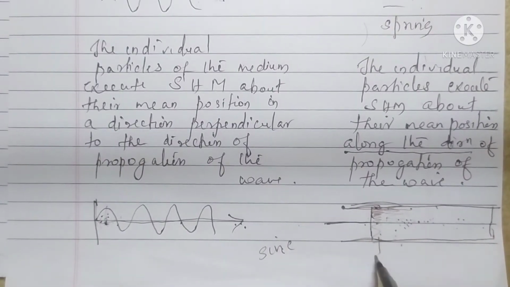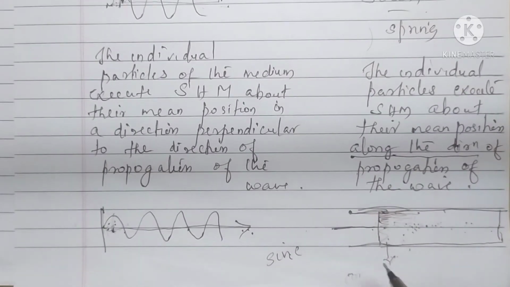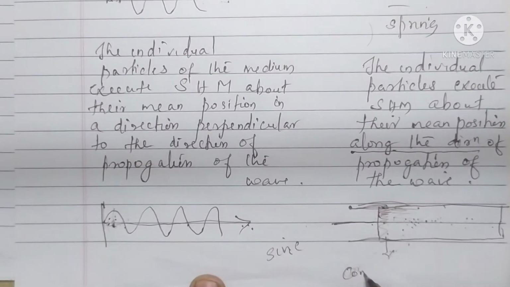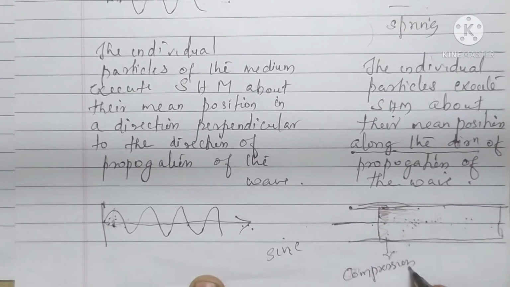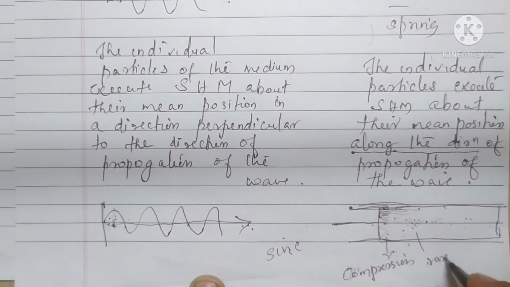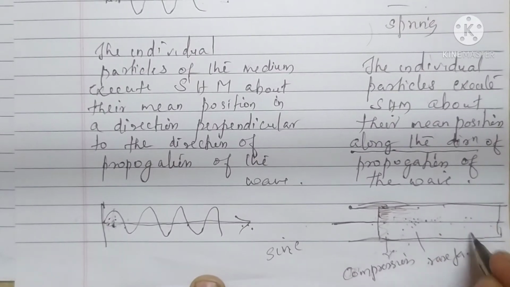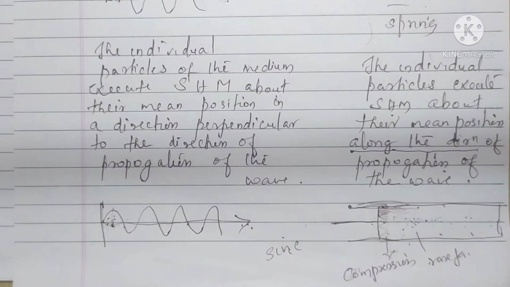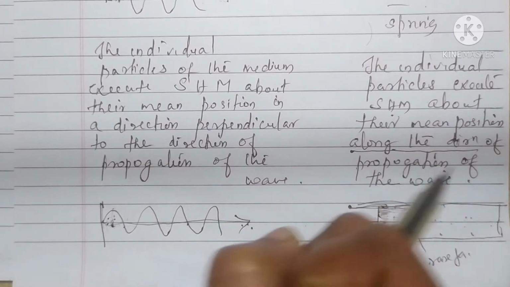Understood? So such areas having high pressure are known as compressions, and the low pressure regions are known as rarefactions. Again compression, rarefaction, in such a way it will move. Understood? So you can say a compression is a region of the medium in which the distance between any two consecutive particles of the medium is less than the normal distance, which means they are tightly packed.